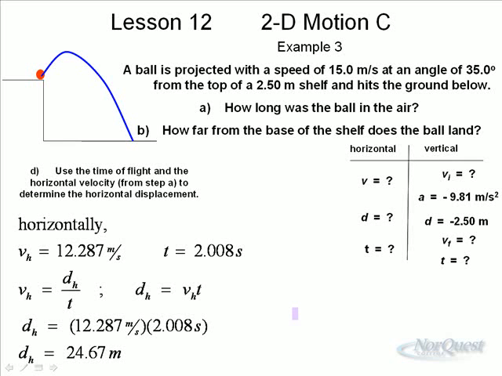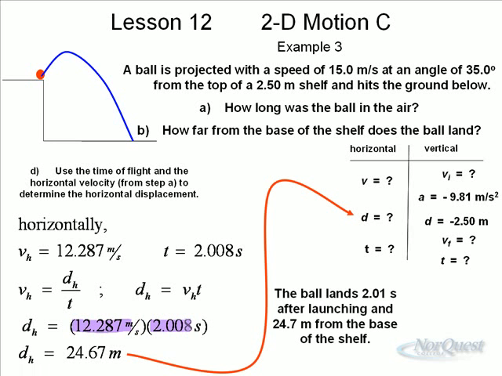So since V is equal to d over t, then dH, or d horizontal, is equal to VH times t. 12.287 times 2.008, and we get 24.67 meters, and that would be rounded to 24.7 meters. So the ball lands 2.01 seconds after launching. That's the answer to A. And it lands 24.7 meters from the base of the shelf.